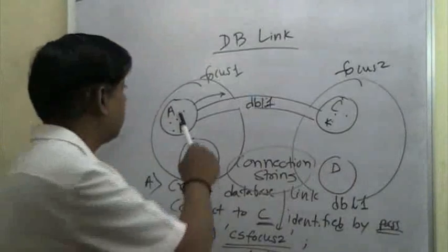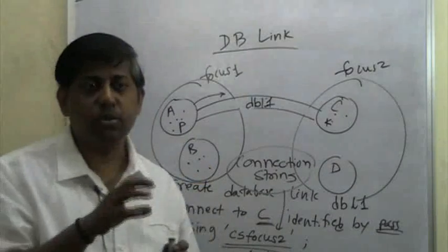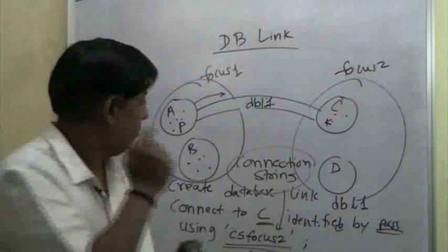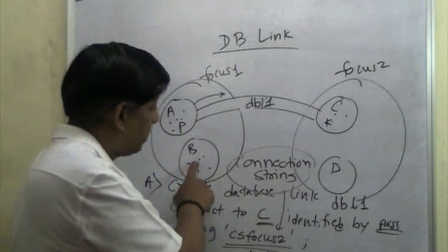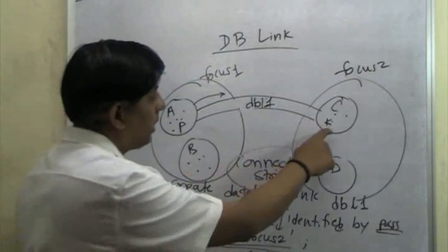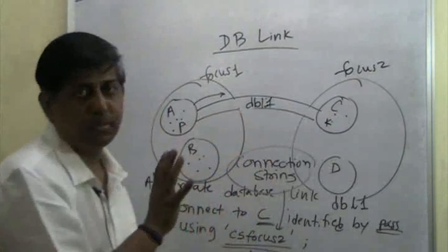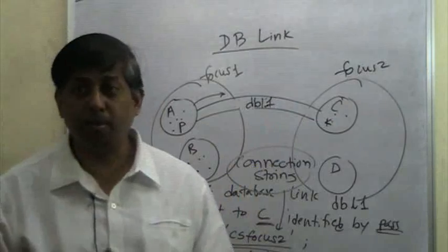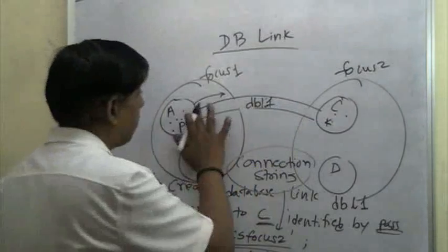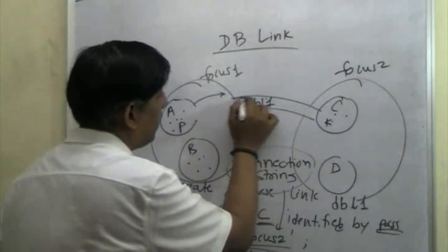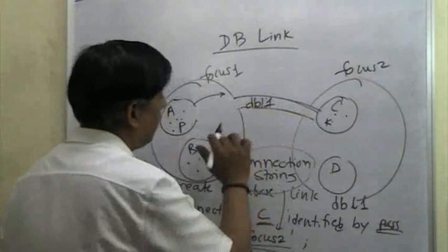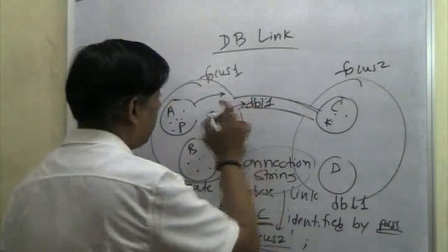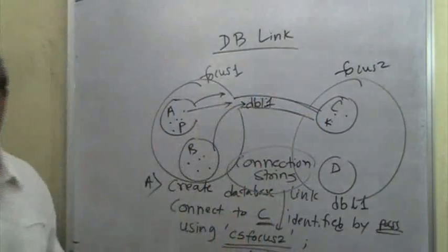Why private? Because it is created by user A, it will be used only by user A. If user B is logged in and says select star from K at dbl1, no, because it is only from one schema to another schema, unless it becomes a public link. The public link is not from a schema to schema, it is from a database to a schema. Then it means user B can go in, user A can also go in.